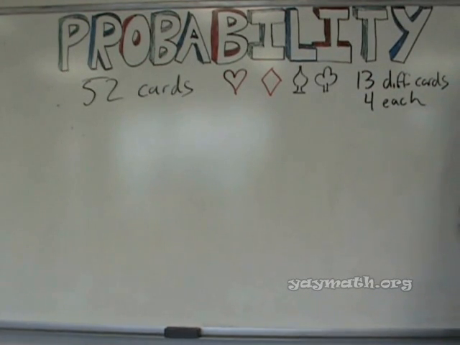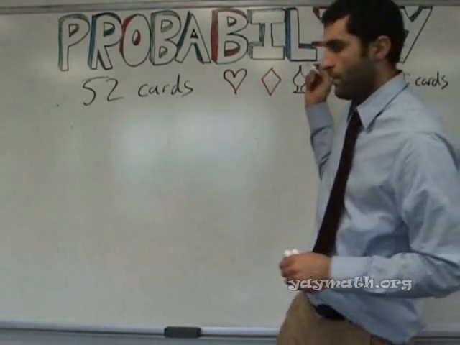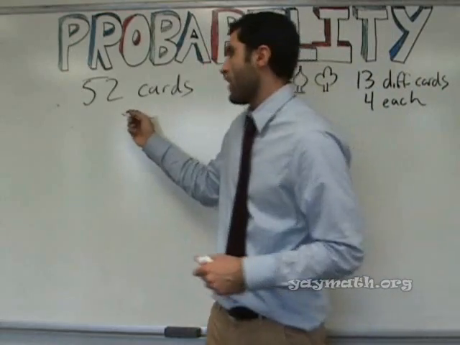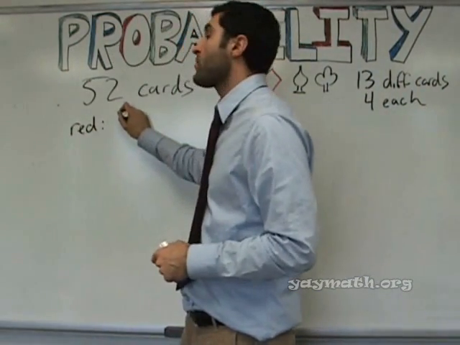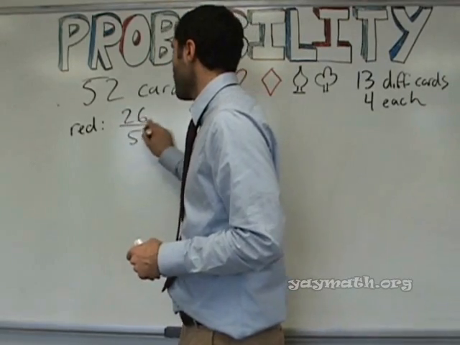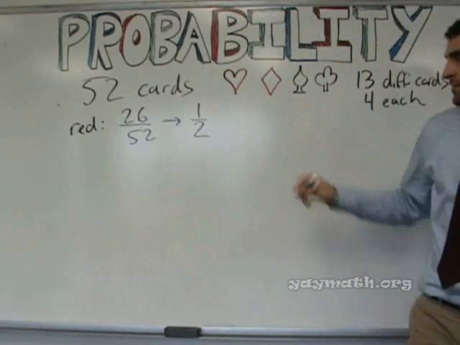Probability of pulling a red card out of a deck of 52. 1/2. Yeah, so 1 half. 26 out of 52 simplifies to 1/2. 50% chance. Good job.